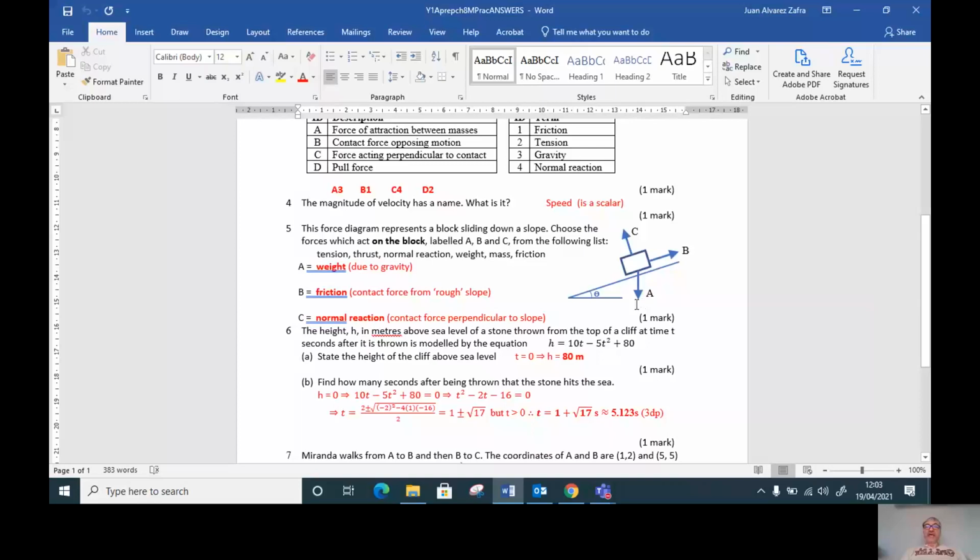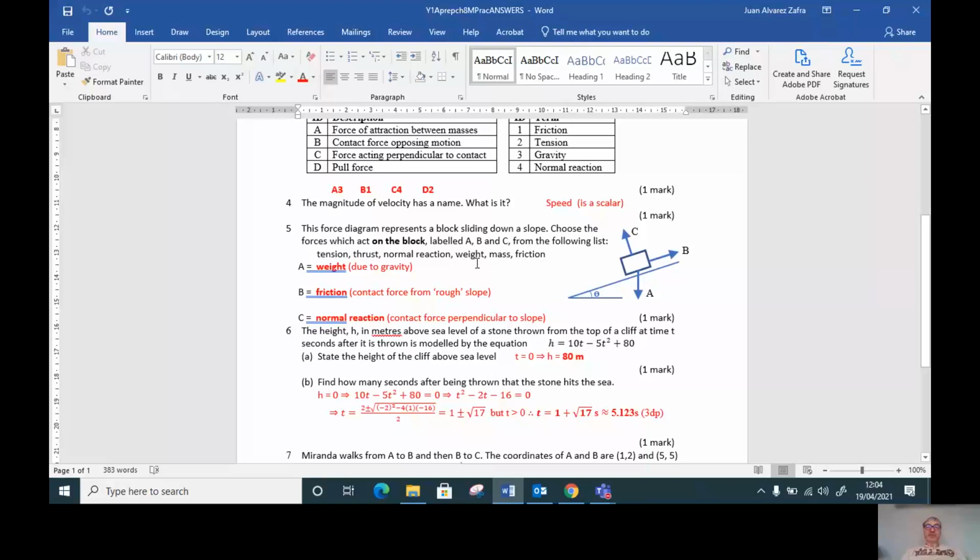So the first one, A, you should realize is a weight force because it acts vertically downwards. The second force, B, is a contact force which resists motion. So if this block is slipping down the slope, it's moving down the slope, so the friction force will act parallel to the contact, but up the slope so as to resist the motion. And then the normal reaction force, C, is perpendicular to the slope, and that's to do with the contact that the block feels from the slope.